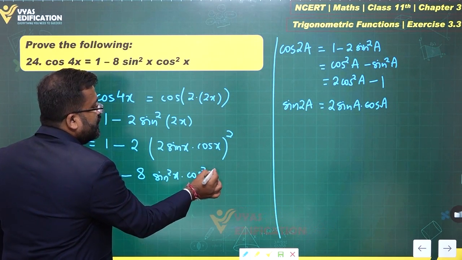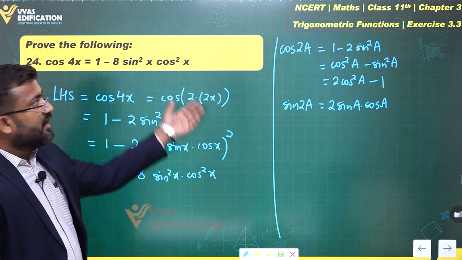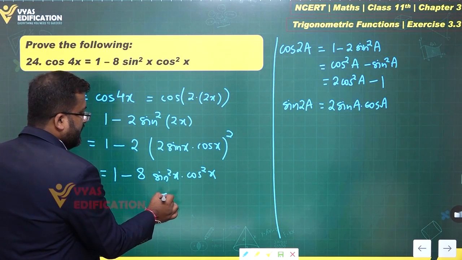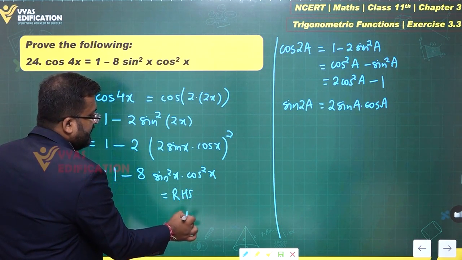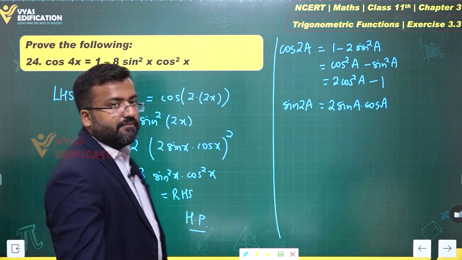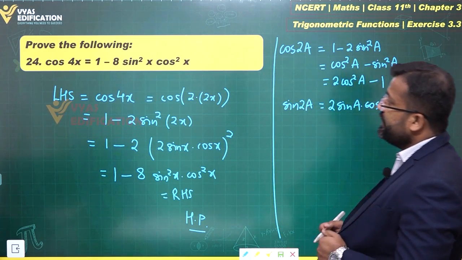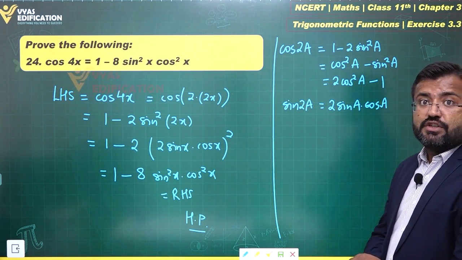x cos square x, and this is what you get. Is that okay? Yes. This and this are obviously the same. So therefore, this is equal to the RHS, and that's the complete proof for this question over here. Take a look at this complete proof over here. Is that all? Yes, that is all for this question.